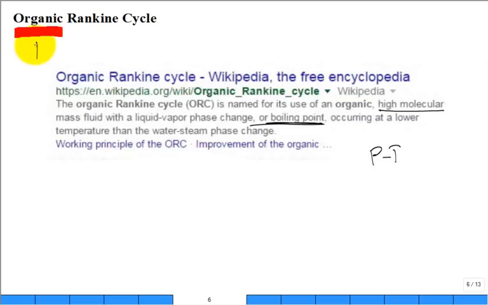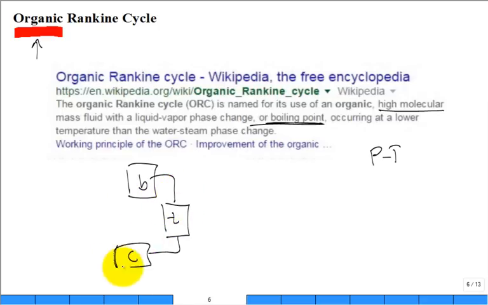So it's a little buzzword, organic Rankine cycle. Do you still have a boiler? Yes. Do you still have a turbine? Yes. Do you still have a condenser? Yes. Do you still have a pump? Yes. The only thing you did was change the working fluid.